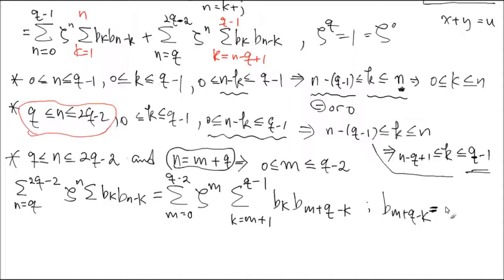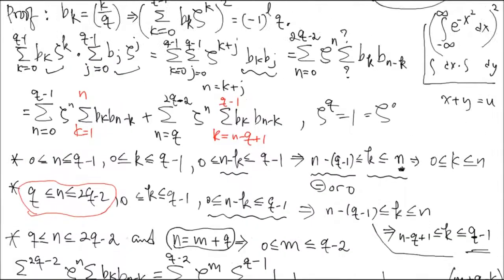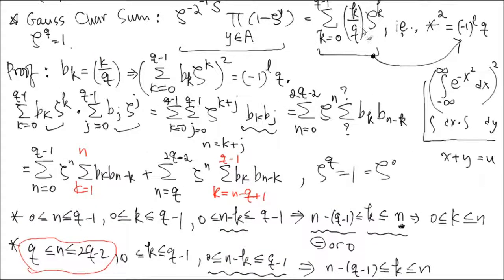bk was a Legendre symbol, right? We're just focusing on rearranging terms algebraically, not thinking about what the bk is. So this one goes like this. Instead of k, everything goes up to m plus q minus k. And what was the modulus here for the Legendre symbol? If you go back to the character sum, that was q down there, right? So it's a q.